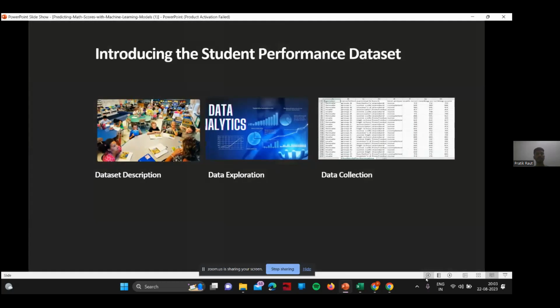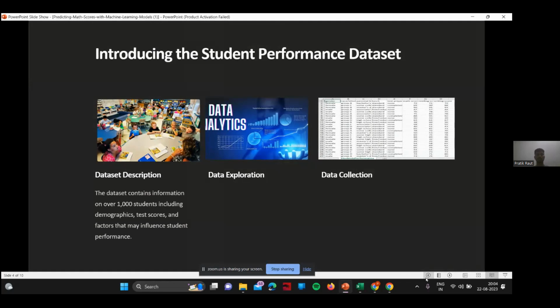Then we have an introduction of the student performance data set. I got it from Kaggle. This data set is available on Kaggle. It contains the information of student academic performance, with 1,000 rows and 9 columns. Then we do the data exploration on that data.